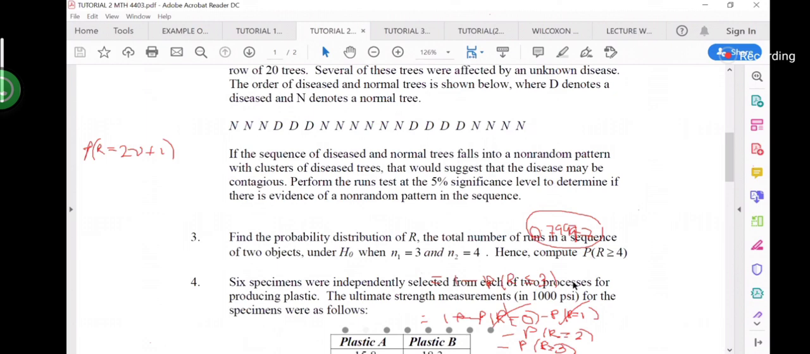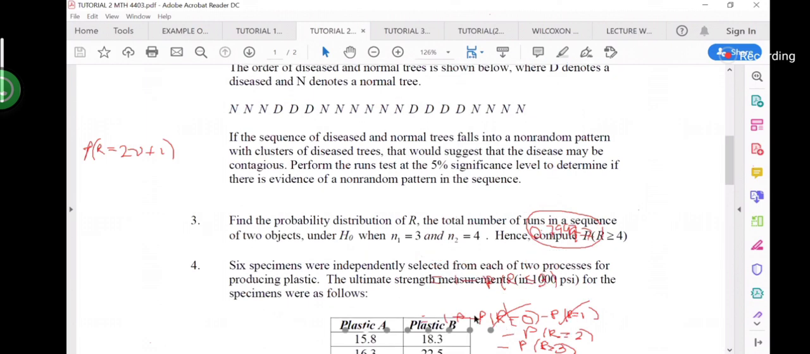So you should do it like this. What is left is 1 minus probability R equal to 2 minus probability R equal to 3. When you simplify, you should get 4 divided by 5, if I calculated correctly. After you subtract probability R equal to 2 and probability R equal to 3, you get 4 divided by 5. So the answer should be 0.8.